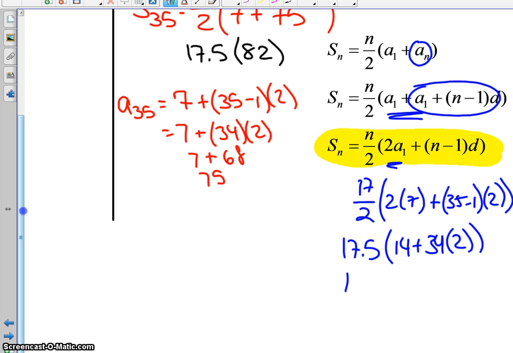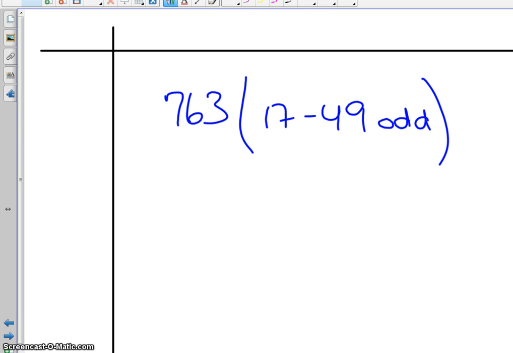What you're going to find out is that you're still going to get the same 17 and a half times 82. All right, good luck with that. You're going to be looking at that as your assignment, the worksheet the second day.